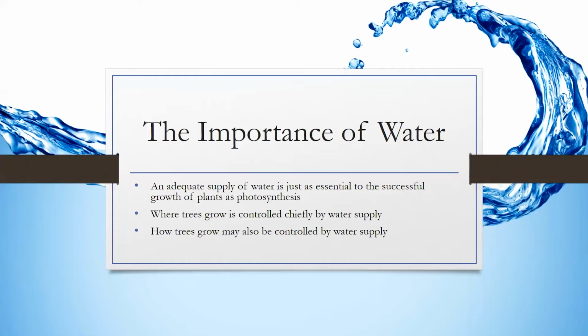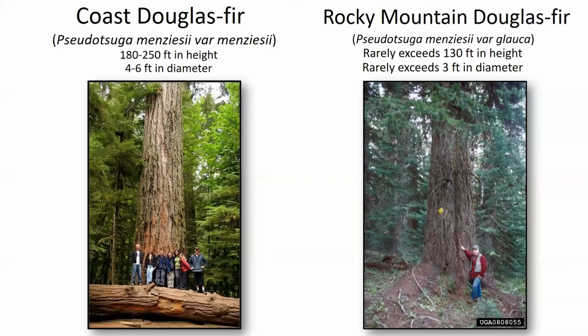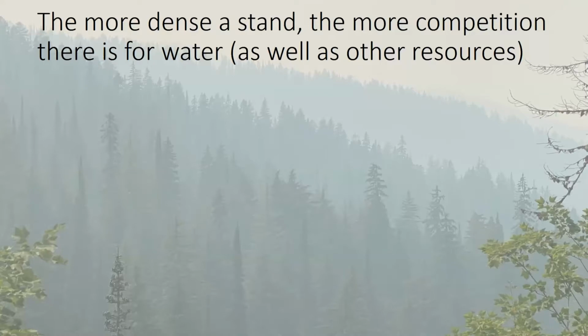It is the most limiting resource to trees in eastern Washington, and it really dictates where trees grow and even how they grow. This can be seen in our own Douglas fir: coastal Douglas fir can get much larger in height and diameter than our Rocky Mountain Douglas fir on the interior. And this is, of course, in large part due to water availability. So the more dense a stand, the more competition there is for water, as well as other resources.